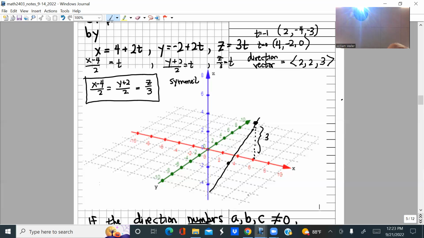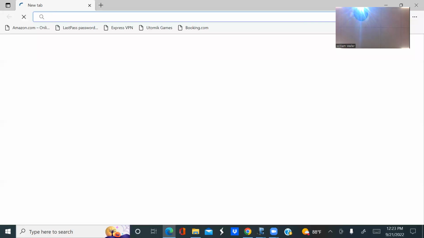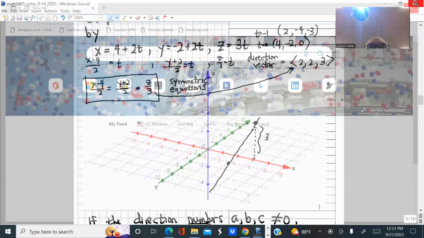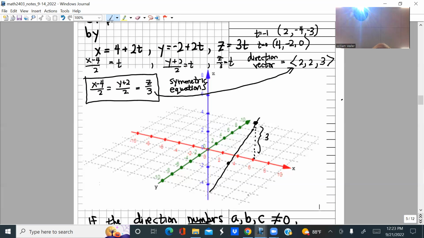So this is called the symmetric equations. From the symmetric equations, notice it's the denominators of the expressions that correspond to the direction vector. And these numbers that are added and subtracted from the x, the y, and the z, those you can use to produce one point on the line.